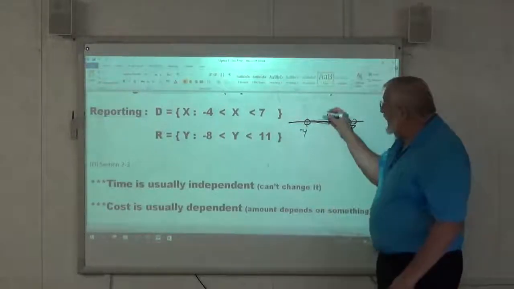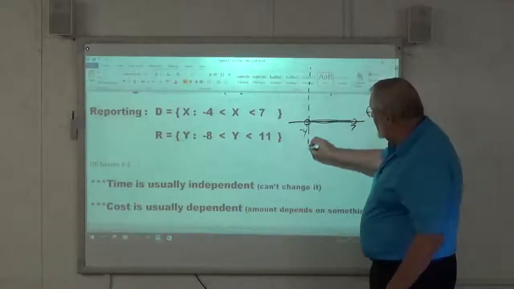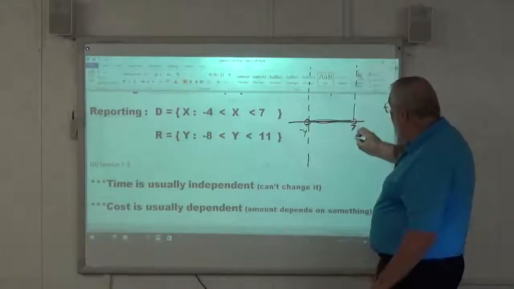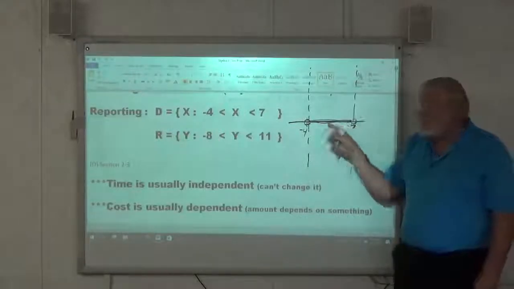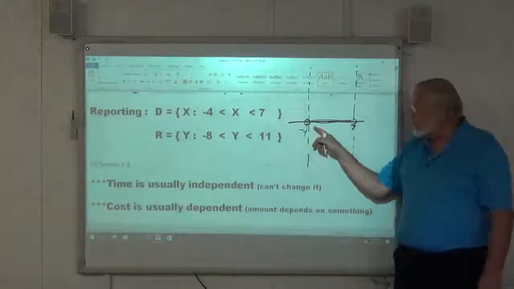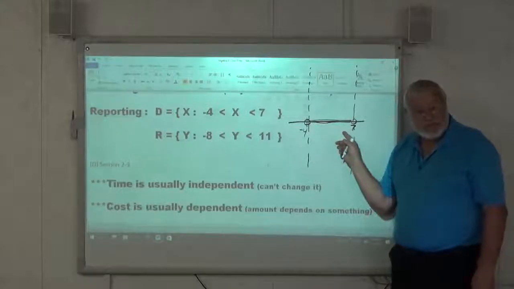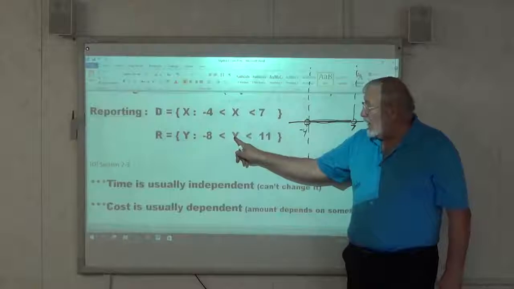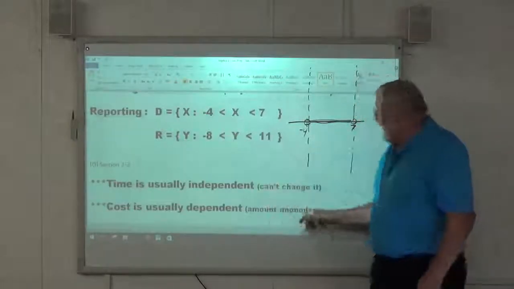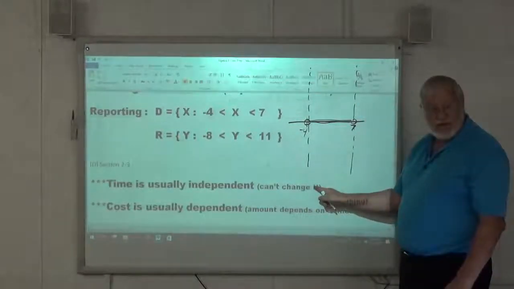Now, that means that wherever the y for the range is, I'm only talking about the area that's in between here, because the domain tells me where I start. The range tells me where I end up. Now, what does the range say? That y is greater than -8. Well, that's way down here.